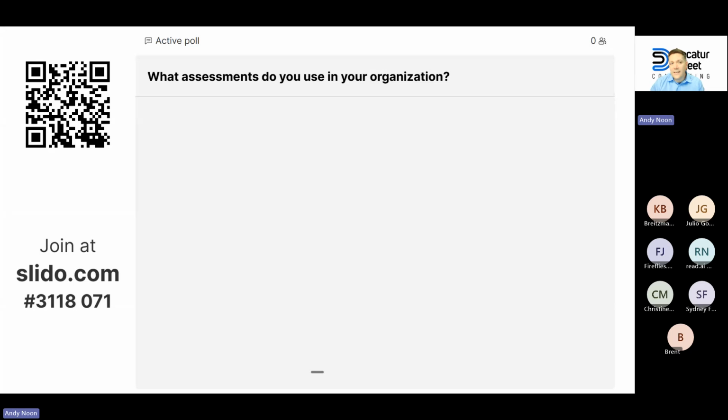And then I just ask, same, use the QR code. Does your organization currently use assessments? If so, what do you use? Do you have a very specific one, a personality tool? Do you use 360s? What kind of assessments do you actually use? Give it a little extra time. I'm sure you have to type it out.